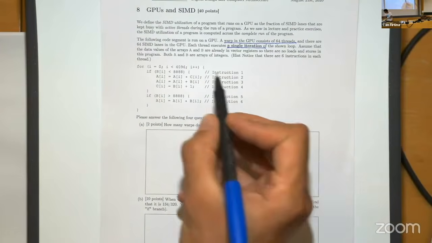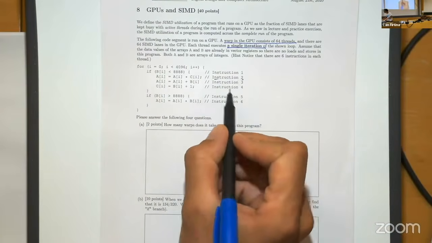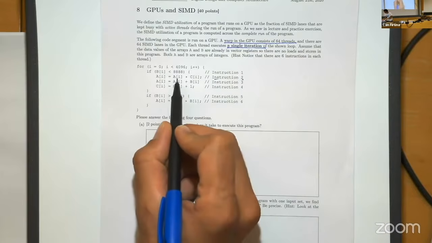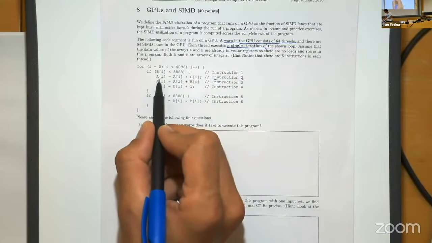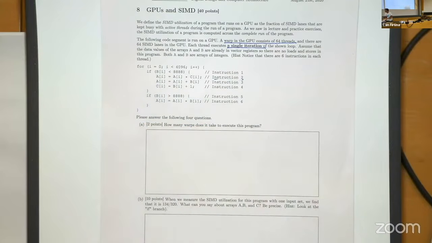So for example, here you have this instruction 2. As you see, there are indeed 2 memory accesses, 2 reads, right? A of I and C of I, and then finally one write. But we consider that this is a single instruction. We consider that the input and output operands that we are going to use in this question are already in registers. So we ignore those accesses to global memory of the GPU.